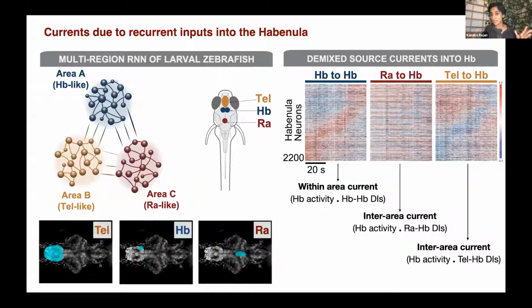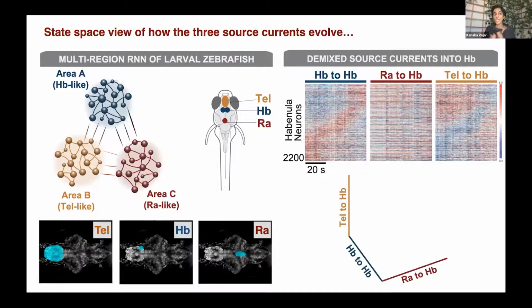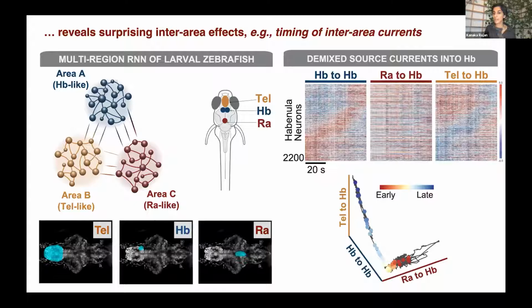The sum of these three still gives you the recorded output, but now you can do dimensionality reduction or state space analysis in the current space. And so that's what I do here. Now I'm deriving a coordinate axis by just doing principal components on these three currents. And that gives you this coordinate axis system with habenula to habenula currents in blue, raphe to habenula currents in red, and telencephalon to habenula currents in yellow. Then I take the recorded outputs and project them into this new coordinate space.